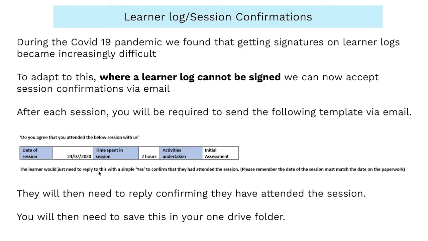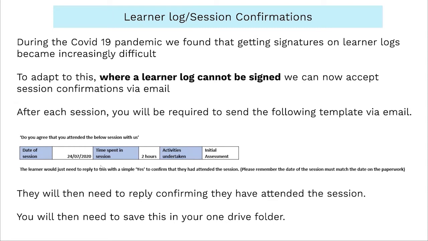In order for us to accept this as an eligible session confirmation, the learner would need to reply to confirm that they definitely had attended the session. Please remember that the date of the session must match the date of the paperwork. What that means is that the date of the first initial session must be the same date that you have put on your start ILR or ILP. So it's the date of that initial session. And the activities undertaken would be the initial assessment or the start paperwork.